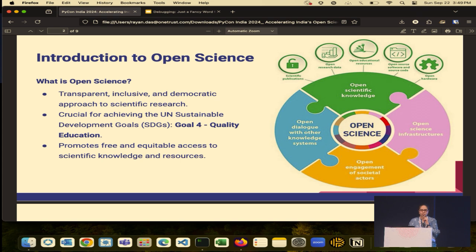So what is actually open science and why is it important? Open science is the idea of making scientific research open and accessible to all. It is based on the principles of making knowledge transparent, inclusive, and democratic. Why is it essential? This is also tied up with the United Nations goal for good quality education, which is goal number 4 for sustainable development. This promotes free and equitable access to scientific knowledge and resources.